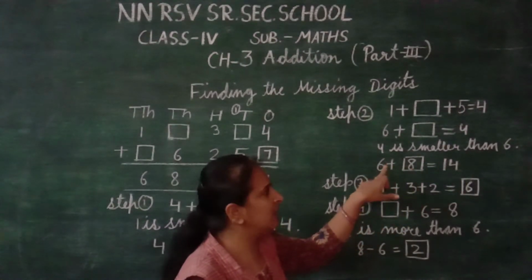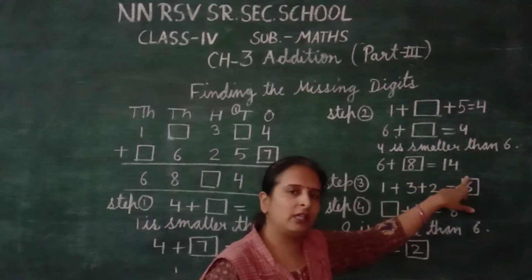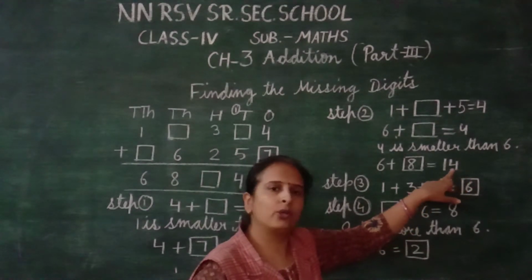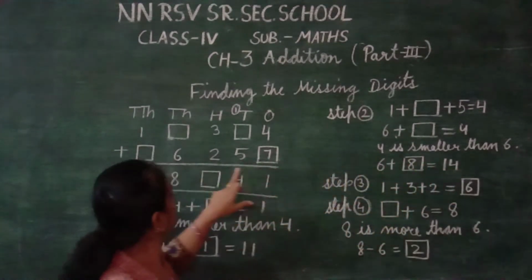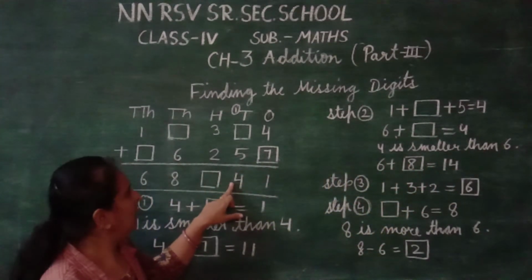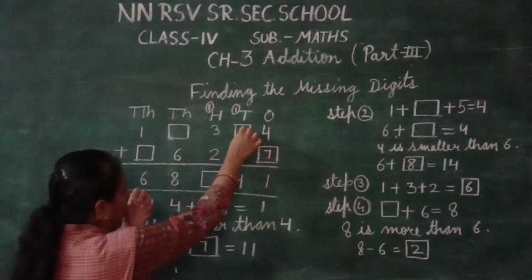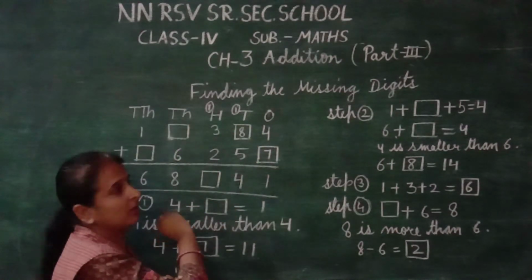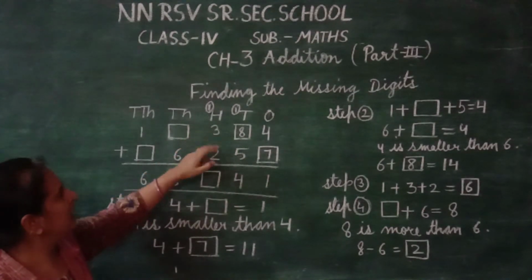When we add 8 to 6, we get 14. In 14, 4 is at the unit place and 14 is a 2-digit number. So we write 4 in the tens place and 1 is carried over, and we write 8 in the missing place. Then further we move to the hundreds place.